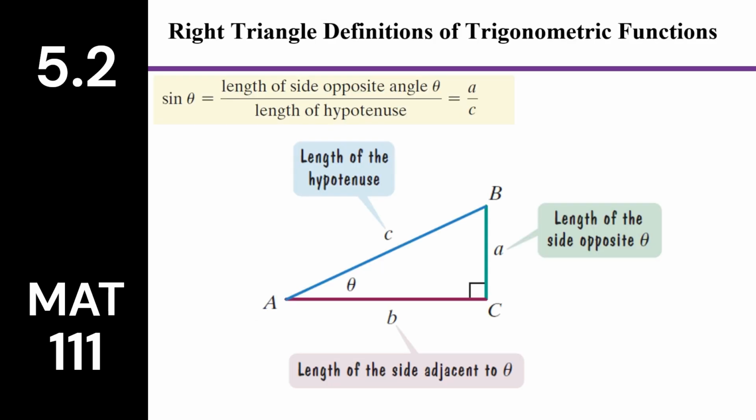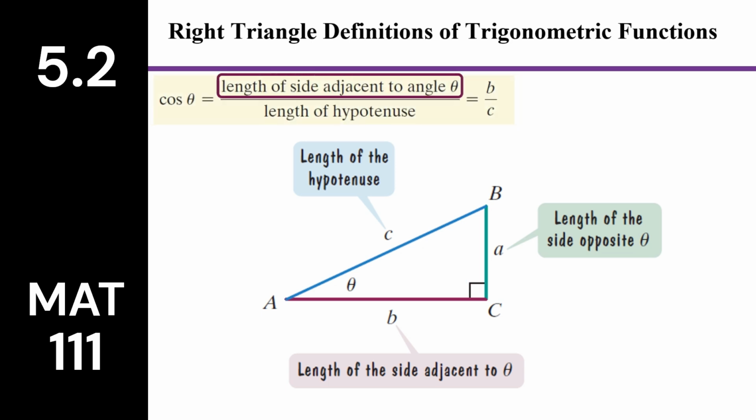We need to define our 6 trig functions. Each definition will be a fraction. For the sine of theta, the definition is the length of the side opposite our angle theta divided by the length of the hypotenuse. The hypotenuse is always the side that is across from the right angle. The definition of cosine is the length of the side adjacent to angle theta divided by the length of the hypotenuse.